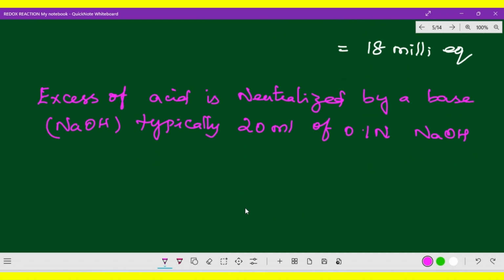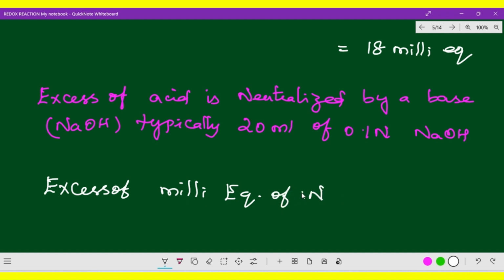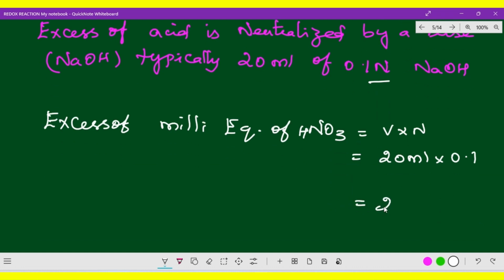So the excess milli equivalent of HNO3: how much here? The same, volume into normality. Volume is 20 ml and normality is 0.1 N. So how much do you receive? Here, 2 milli equivalent. Now we have both of them.